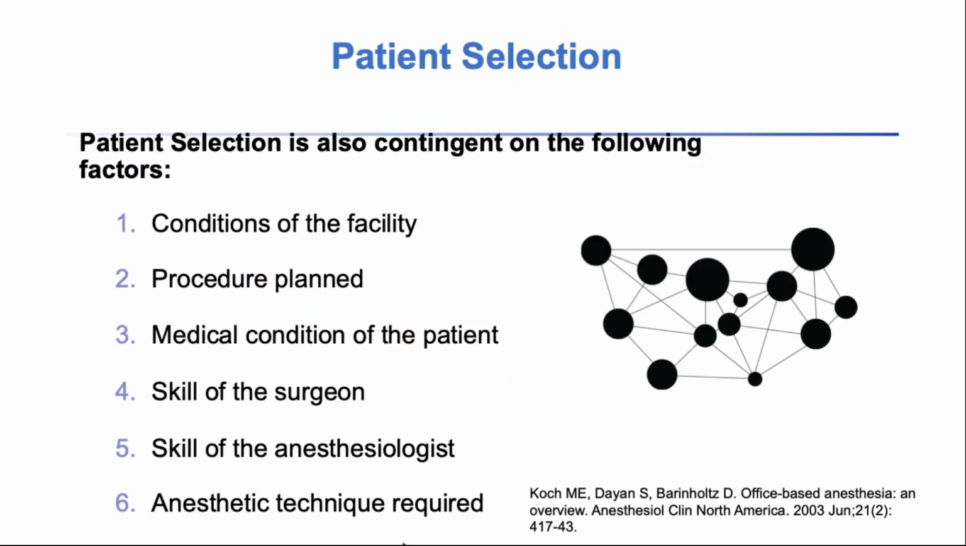Still remains a question. So patient selection really is contingent upon multiple factors. It's not just the patient's comorbidities, but it's the procedure that's being planned. It's the skill of the surgeon, conditions of the facility, and capabilities of the facility, skills of the anesthesiologist, as well as anesthetic techniques that are required.